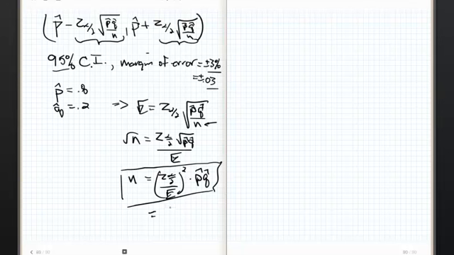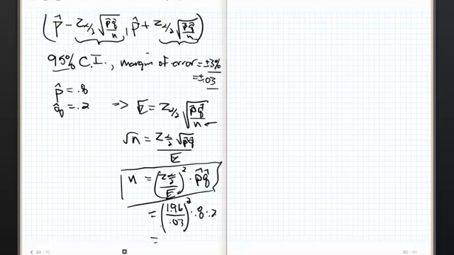We know that z alpha over 2 for a 95% confidence interval is 1.96. I know that my error is 0.03, so I'm going to divide by 0.03. And then I'm going to square that, and I'm going to multiply times 0.8 times 0.2. Let's see what we get.